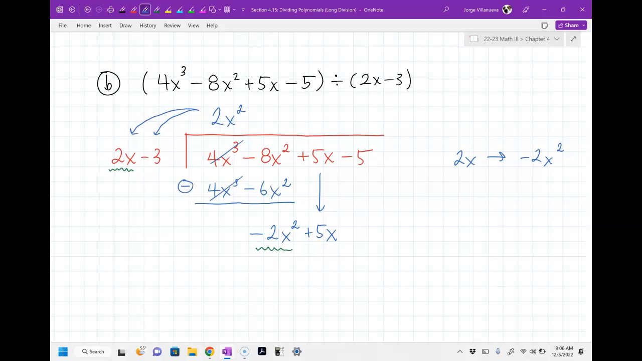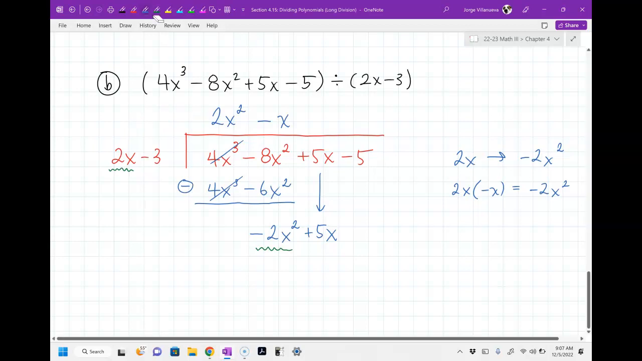Well, if I want 2x to become negative, what should I multiply by? A negative, right? And if I want the 2, notice the 2 doesn't change. It's 2 and 2. And my x has to become an x squared. So what should I multiply x by? Another x, right? So I want to multiply by negative x. If I get 2x times negative x, that's equal to negative 2x squared. So I'm going to multiply by negative x.